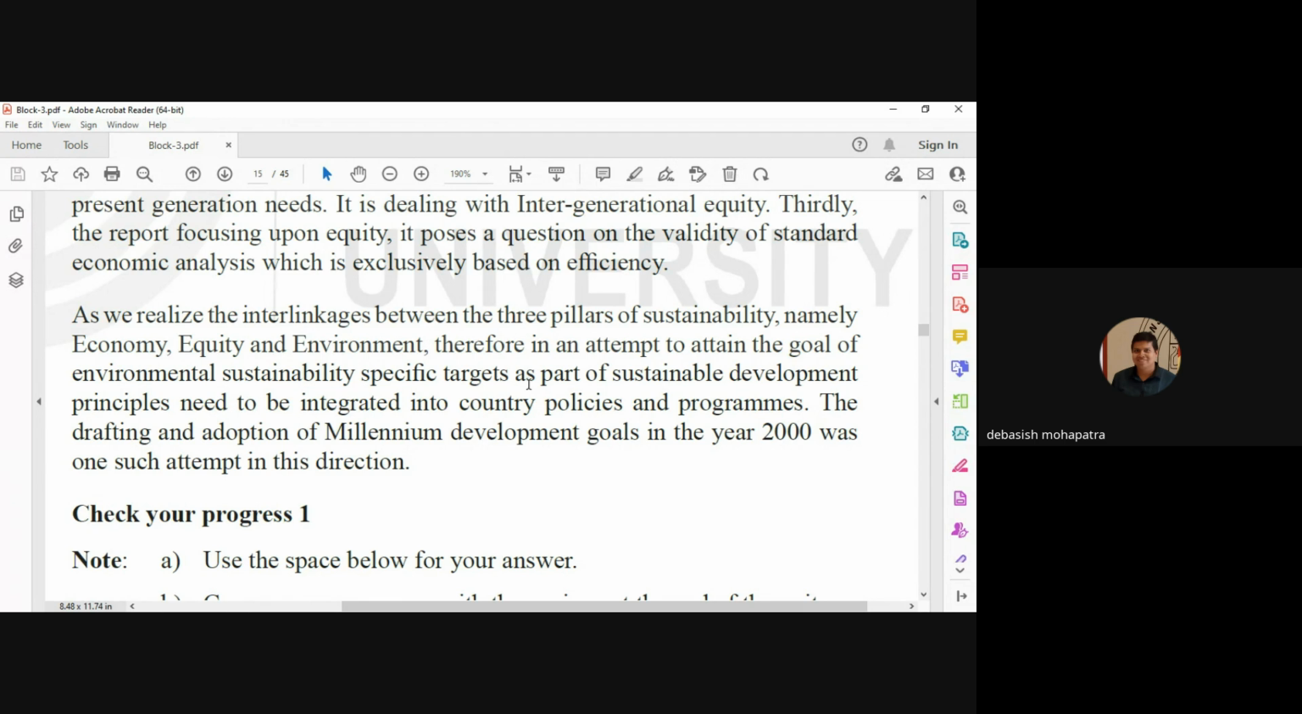Not only countries, not only individuals, everyone is needed to act so that we can attain sustainability. Otherwise, we will not be able to attain sustainability. Efforts from countries, efforts from our policymakers, efforts from our politicians, efforts from our individuals, efforts from everyone are required. Then only can we attain sustainable development.